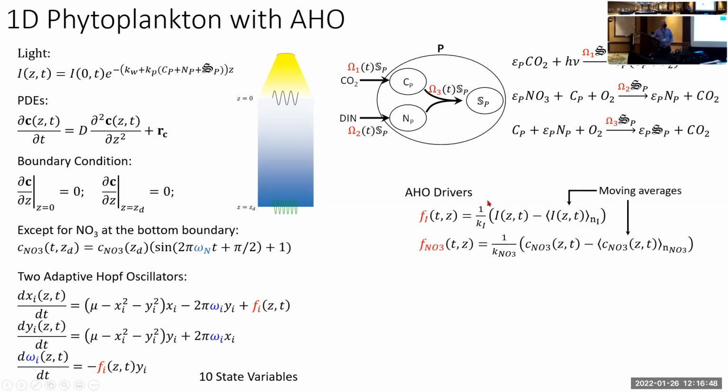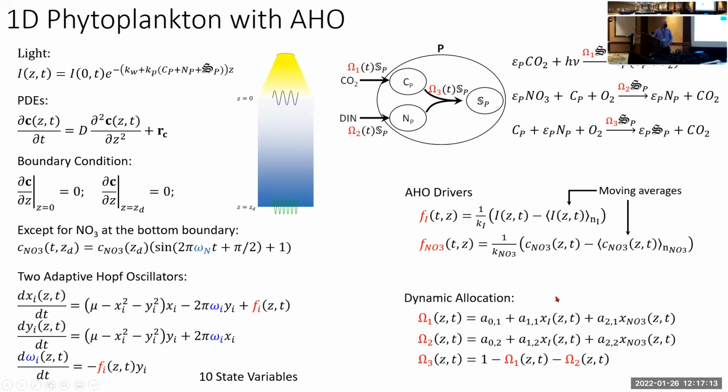And for the drivers, I'll take one of those drivers, I'll make it, again, based on light, but also what works well is to then also develop a moving average. And the idea is to subtract that moving average off. So you're just getting the oscillatory part of that signal. And you're doing that at each depth and at each point in time. And nitrate is similar. You're subtracting off an average value over some window size for that.